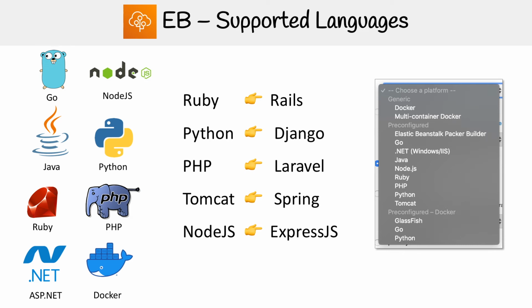So if you're going to do Ruby, you should be comfortable about running Rails. If you're running the Python platform, you can run Django. If it's PHP, Laravel, Tomcat, Spring, Node.js, Express.js. So just keep that in mind.